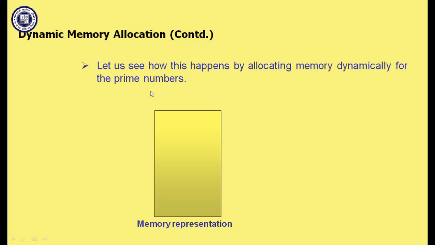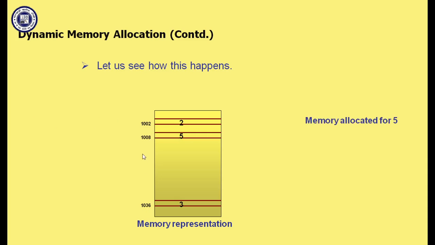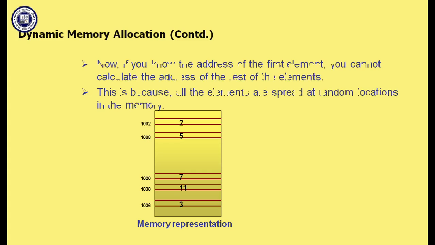Let us see how this happens by allocating the memory dynamically. So here we have the memory area. For the first prime number, which is 2, we have allocated memory 1002. Similarly, for the next prime number 3, we have allocated 1036. For 5, it is 1008. For 7, it is 1020. Similarly, we can allocate random memory locations for the elements to be stored.